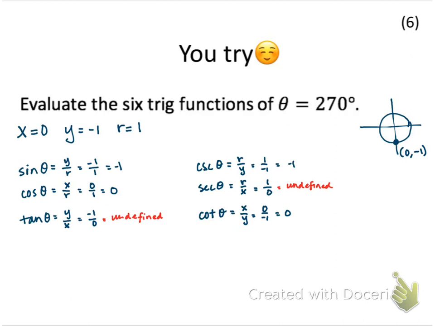Welcome back. All right, go ahead and double check your answers. Note that tangent and secant are undefined due to the fact that we cannot divide by 0. And we have sine and cosecant both as -1, cosine and cotangent at 0 for theta of 270 degrees.